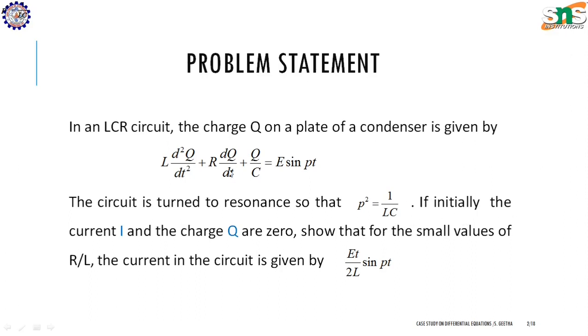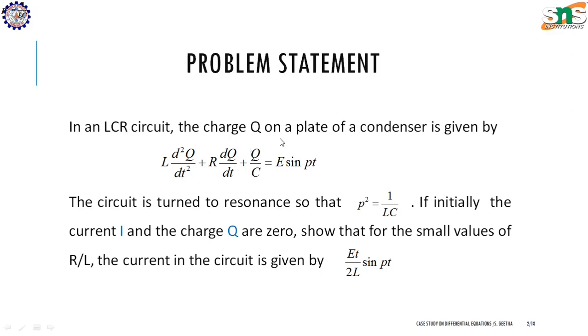If initially the current I and the charge Q are 0, show that for small values of R/L, the current in the electric circuit is given by Et/(2L) sin pt. Here the LCR circuit is nothing but an electric circuit. L represents the inductor, C is the capacitor and R is the resistor.